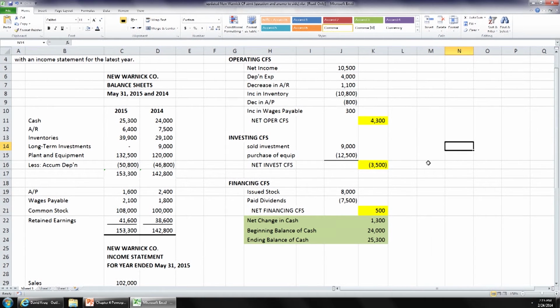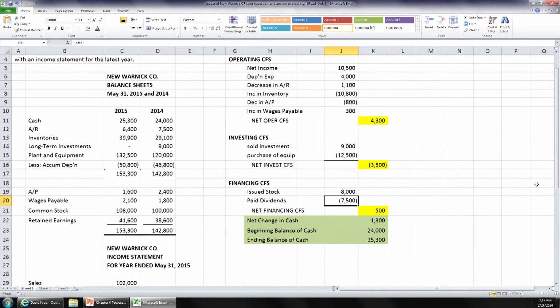Okay? You with me? When we sold that investment, $9,000 of cash came in. When we purchased that equipment, $12,500 of cash went out. That's why it's negative, as notated by the parentheses. When we issued stock, $8,000 of cash came in. When we paid dividends, $7,500 of cash went out.